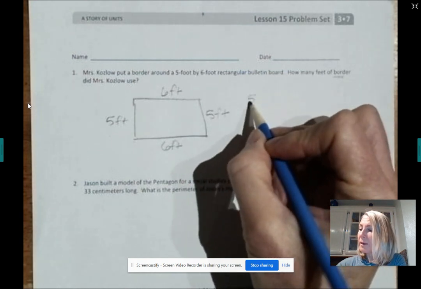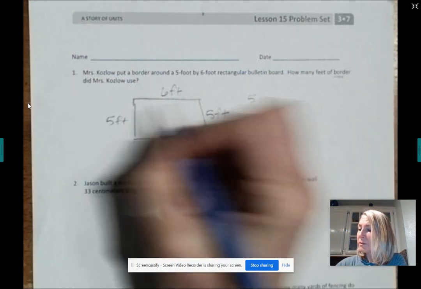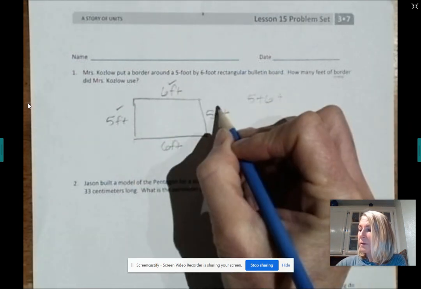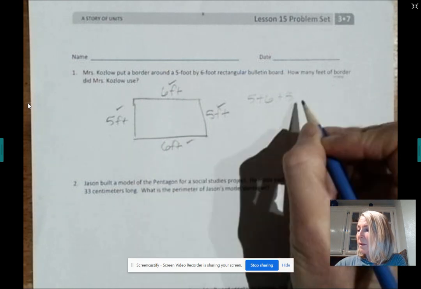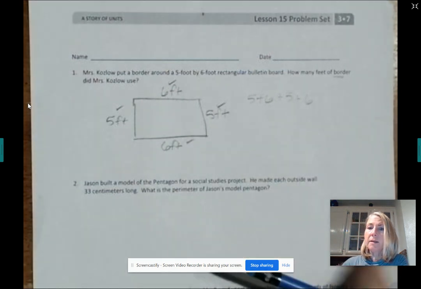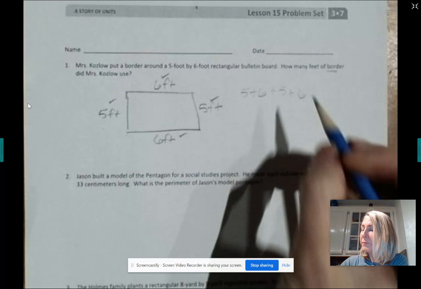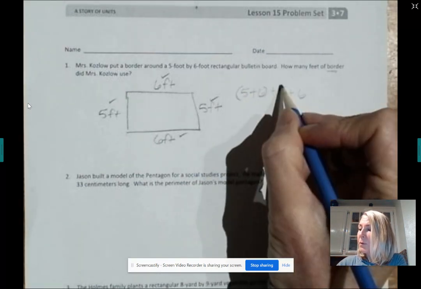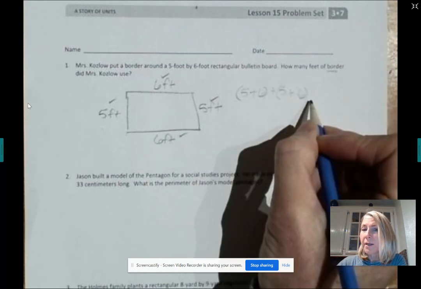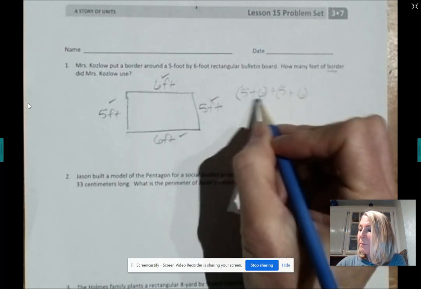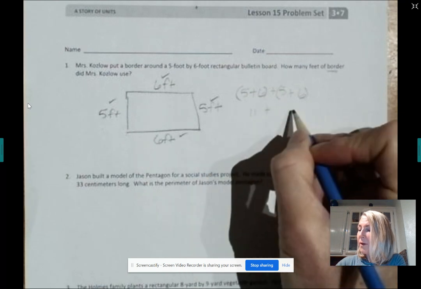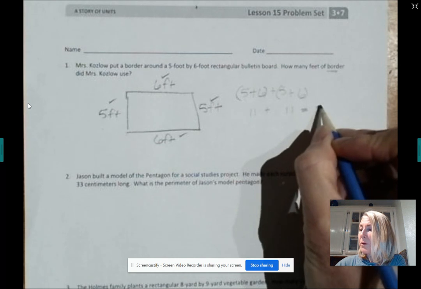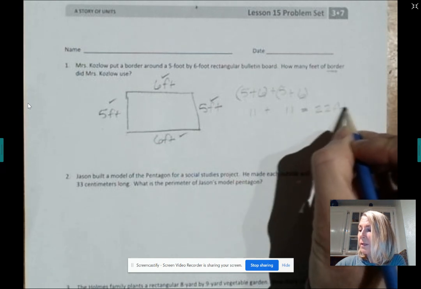So I have a 5 foot plus a 6 foot. Remember, just check them off. Plus a 5 foot plus a 6 foot, right? So I am systematically going around. And then what I'd like to do is add them up. Now you can use parentheses to organize it or not, but 5 plus 6 is 11. Plus 5 plus 6 is 11, which would give us a total perimeter of 22 feet.